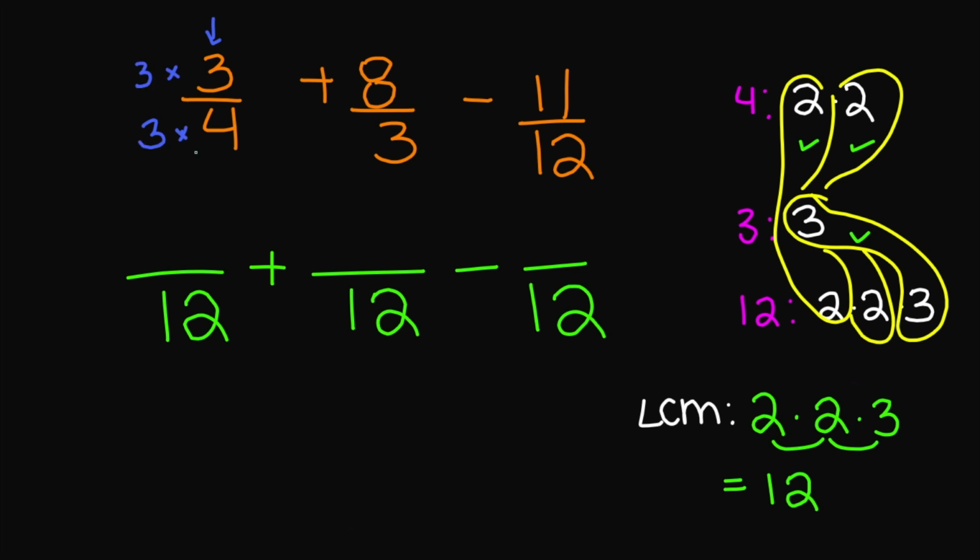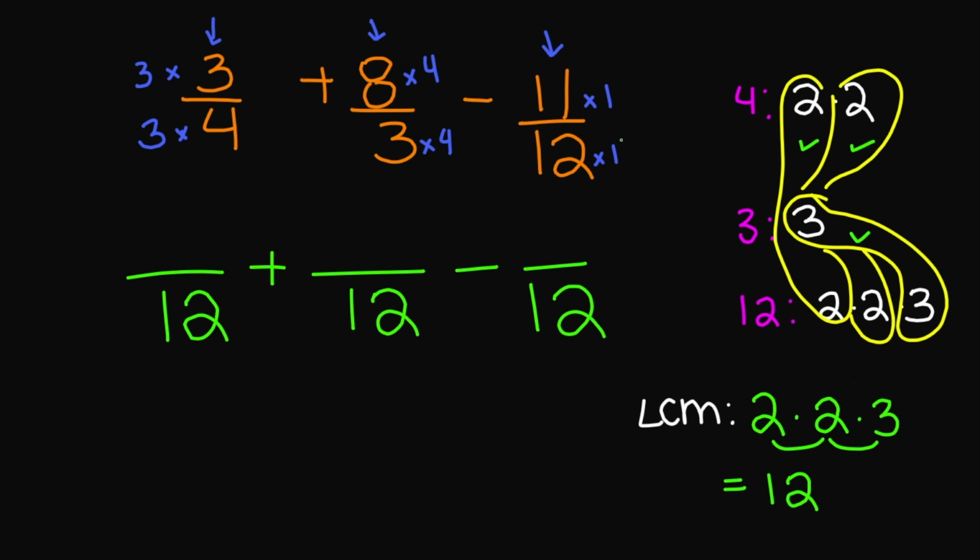Because 3 times 4 is going to give me 12, and that's what we're looking for. 8 over 3, what number times 3 is going to give me 12 in my denominator? And that's going to be the number 4. So 3 times 4 is 12, so that's perfect. That's what we're looking for. And then 11 over 12, what number times 12 is going to give me 12 in my denominator? That's going to be the number 1.